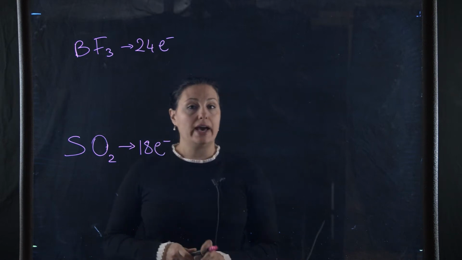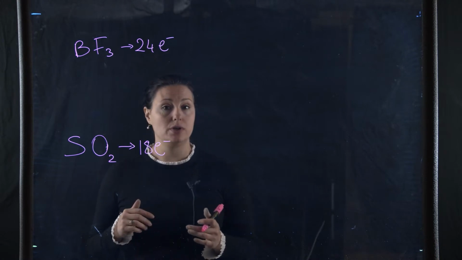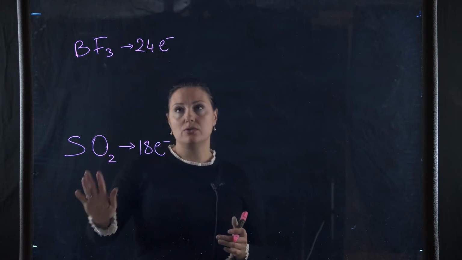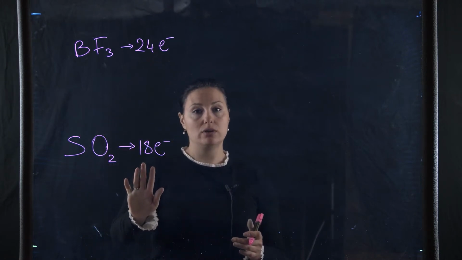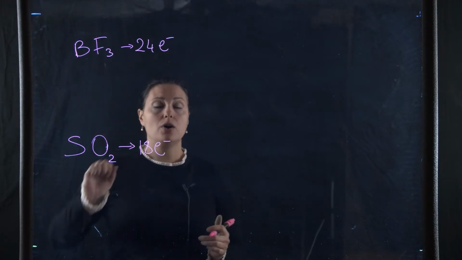Okay, let's take a look at the geometry, or how to determine the geometry when we have three groups that are around the central atom. I have two examples over here, and I've already tallied the total number of electrons. So let's do the Lewis dot structure for this compound.